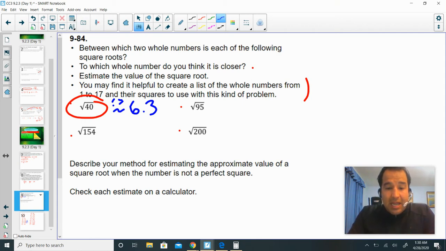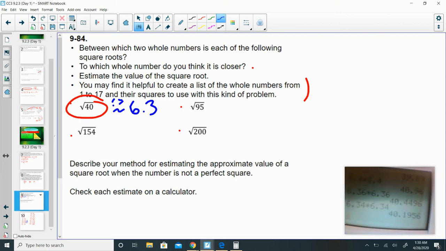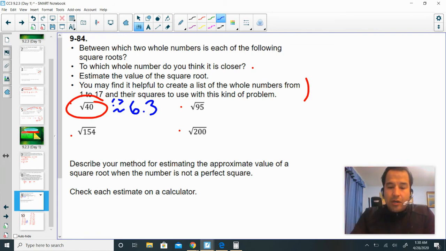6 and 34 hundredths times 6 and 34 hundredths. And you'd basically just keep going until you got closer. I still am too high. So 6 and 33 hundredths.